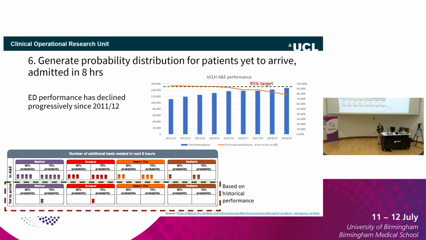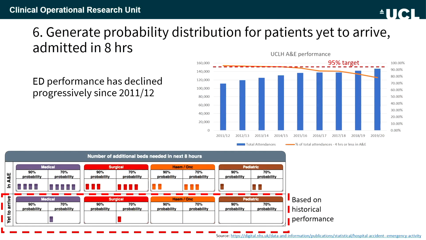I've already mentioned the fact that performance against A&E targets has been dwindling, and this is data that was available from NHS England up to the pandemic. I'm not quite sure what's happened to this data now. Anyway, there is a clear downward trend in the speed of processing of patients through A&E. So if we were to use historical performance to predict how many patients they would process in the next 8 hours of those yet to arrive, we might end up with very, very few, which wouldn't be realistic.